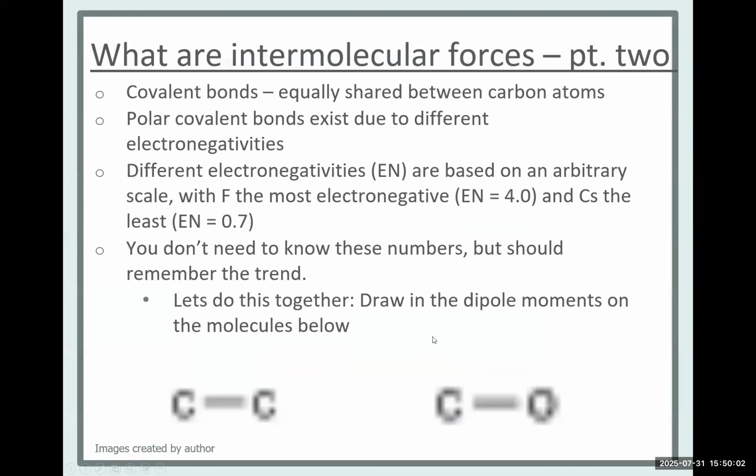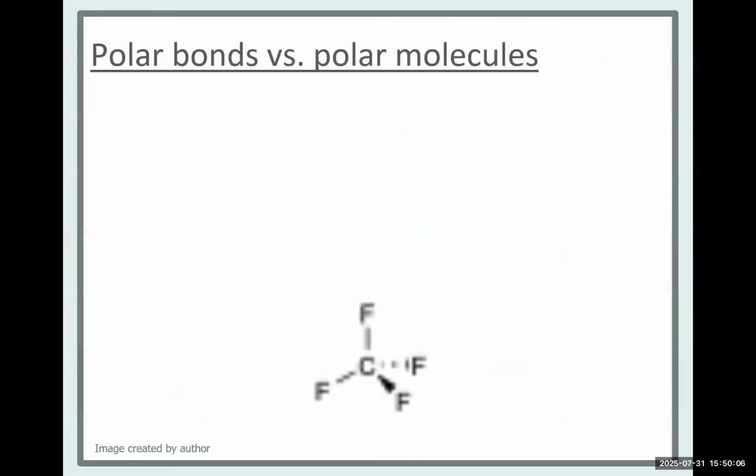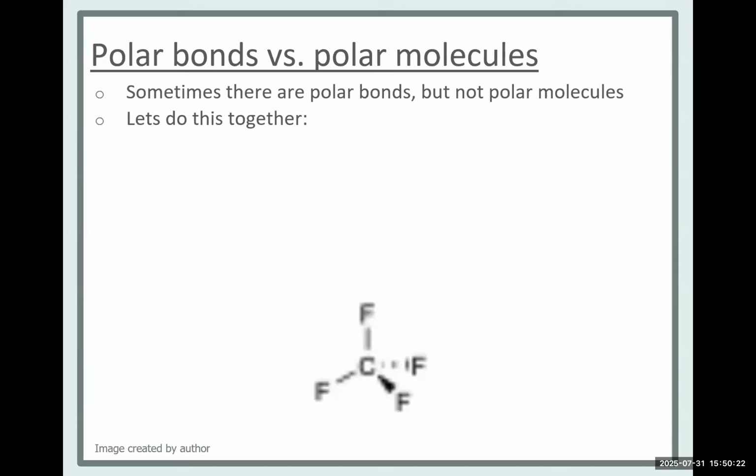So that's a quick overview of polar covalent bonds and nonpolar covalent bonds. And now we can have polar bonds or we can have polar molecules. Again, this picture isn't very good. We have a carbon with 4 fluorines bonded to it. I'll redraw it on my paper. You can have polar bonds, each of these is a polar bond, but not polar molecules.